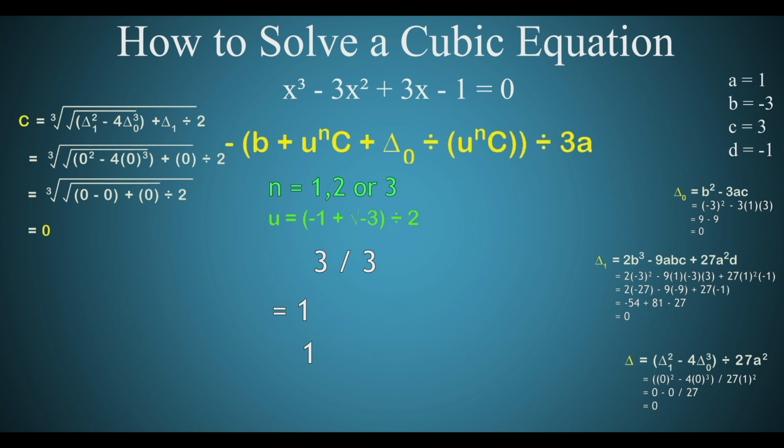1 cubed, which is equal to 1, minus 3 times 1 squared, which is equal to 3, plus 3 minus 1. And plus 3 and minus 3 cancel, minus 1 and this cancel, and that is equal to 0. And you know what 0 means in a cubic equation? It's correct. Which is why we're here, to teach you how to solve these and get the correct answer for x.